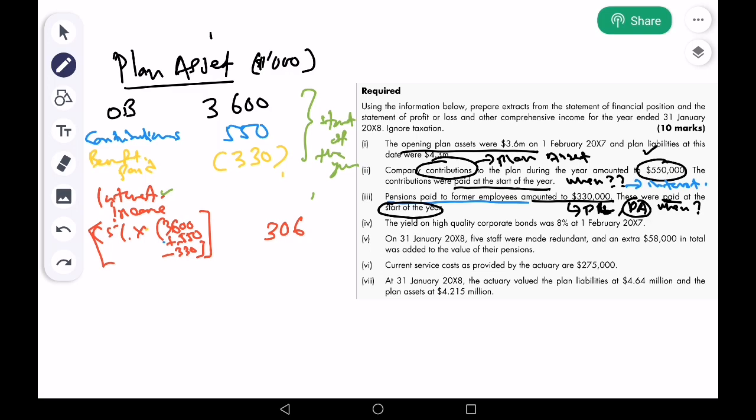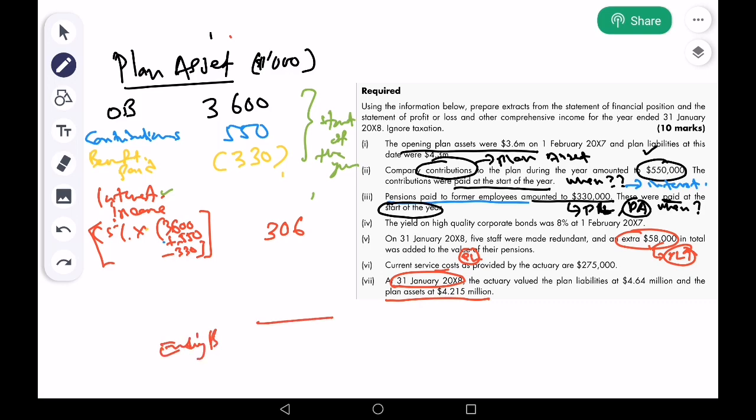So this you have settled because the extra increases your present liabilities only. Current service cost is under present liabilities, no effect to your planned asset. You are doing planned asset now. Now your ending balance will be 4215.